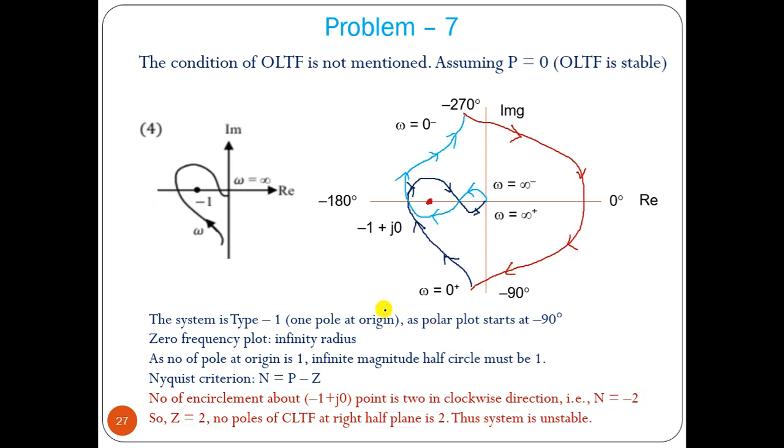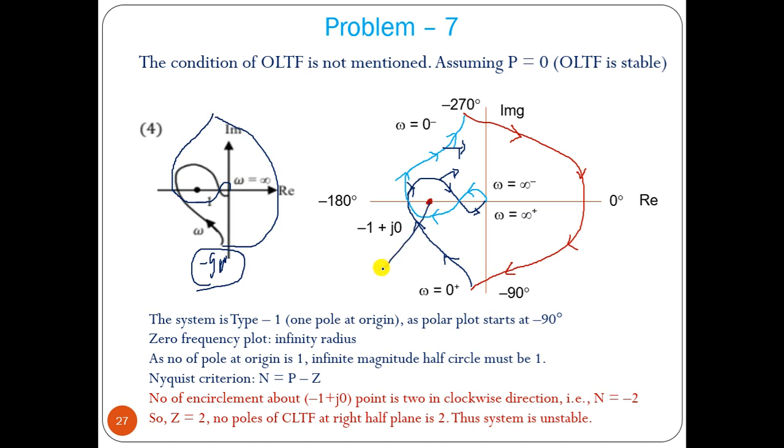Now let us solve the fourth one. Again here we can plot, from here it is this way, then it is this way. This also starts from -90 degrees, a type 1 system, so one half circle. So this is your polar plot. Then we have this zero radius plot that we can neglect, the inverse polar plot, and this is your infinite radius half circle, as we have one pole at the origin.